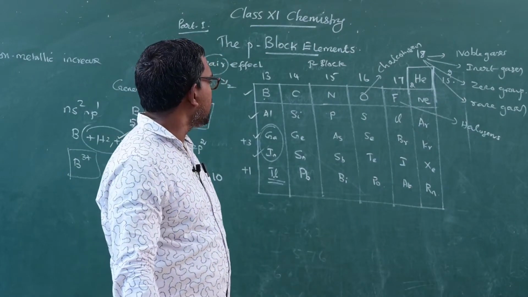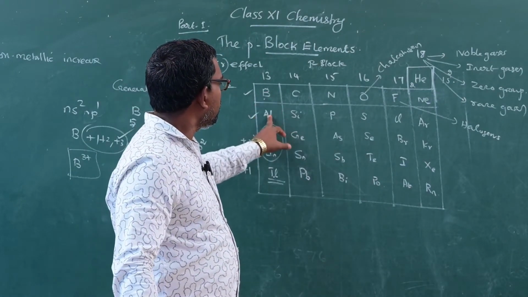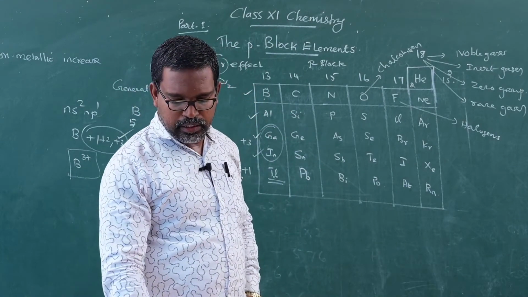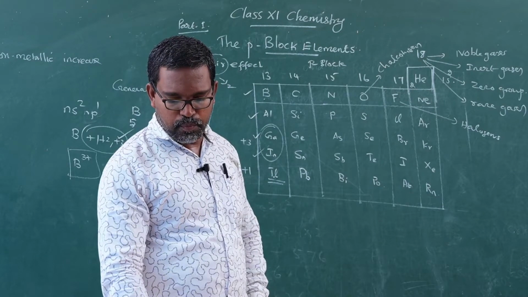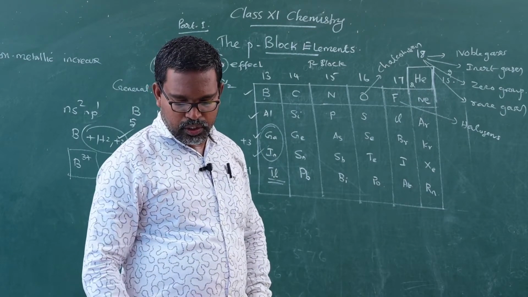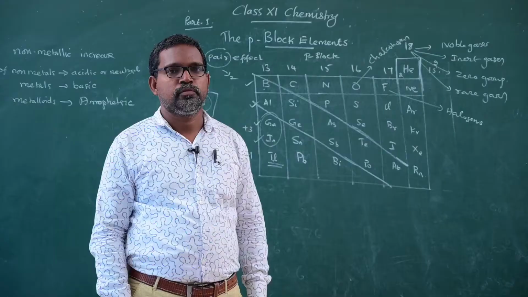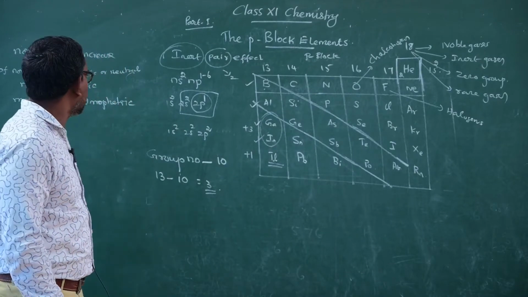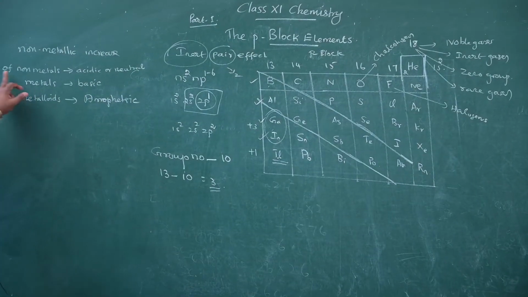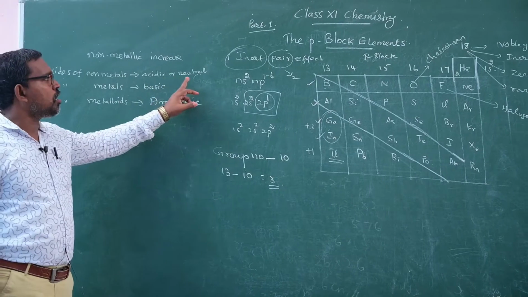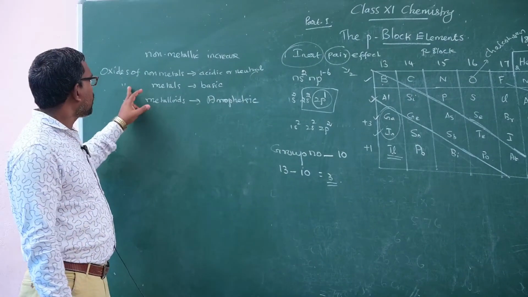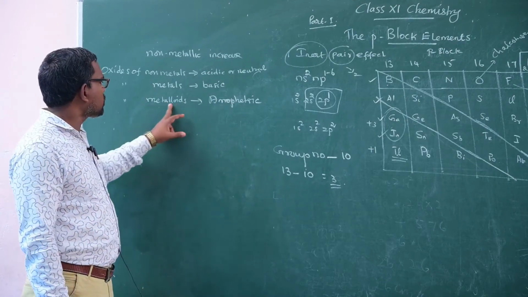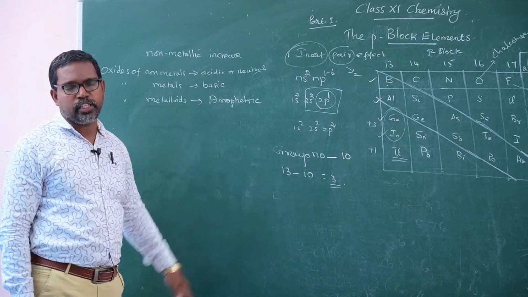Boron, silicon, arsenic, antimony, tellurium, polonium, astatine: these elements show both metallic and non-metallic character. The oxides of non-metals are acidic or neutral in nature. The oxides of metals are mostly basic in nature. The oxides of metalloids are amphoteric in nature.